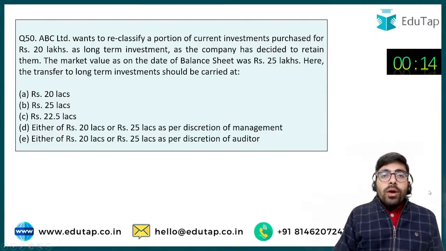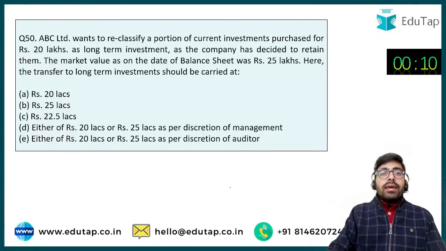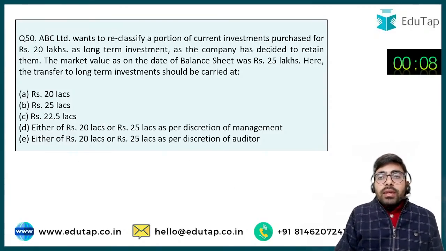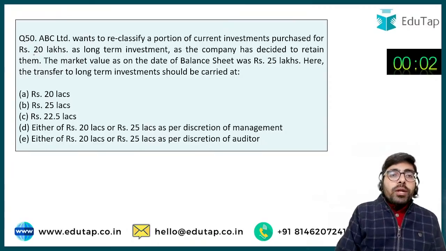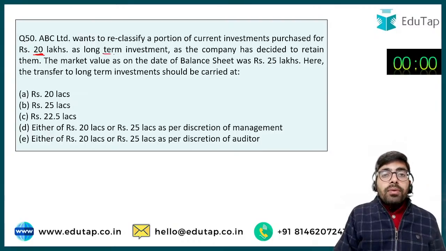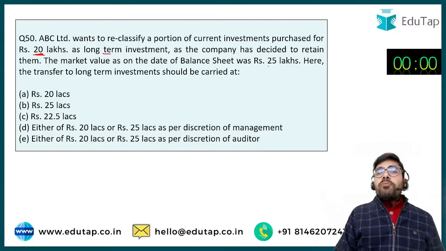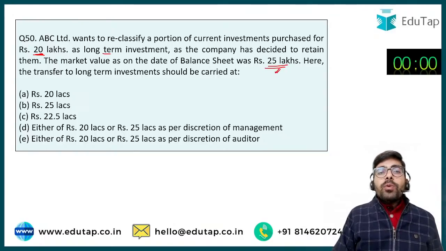ABC Limited wants to reclassify a portion of the current investments purchased for rupees 20 lakh as long-term investment, as the company has decided to retain them. तो ABC Limited ने एक शॉर्ट टर्म इन्वेस्टमेंट किया था, उस पर 20 लाख उन्होंने स्पेंड किया था. अब कंपनी ने डिसाइड किया, now it is going to keep it for a long term. The market value as on the date of balance sheet it was rupees 25 lakh. Okay, the market value we are given 25 lakh.